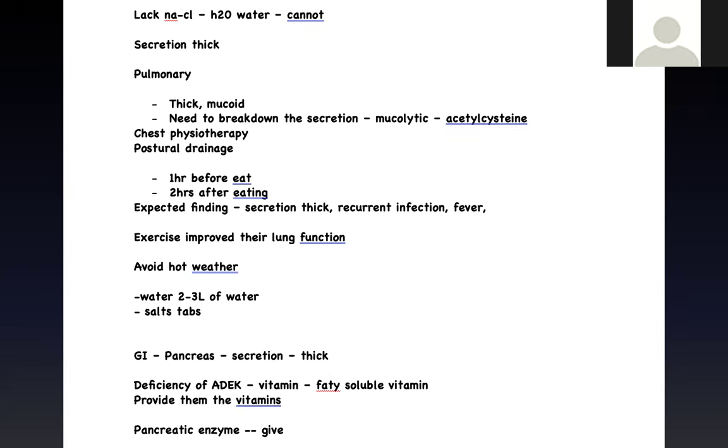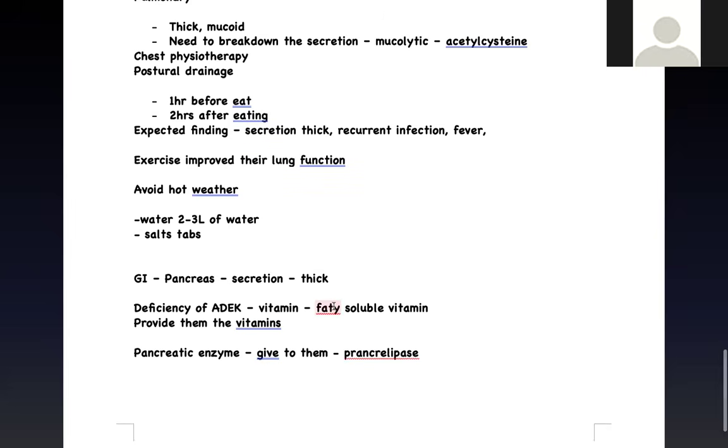Therefore, give it to them. They call it pancrelipase. So they need pancrelipase to be able to eat. You give it to them when they're eating or when they have snacks, and you can even sprinkle it on their food, and it's good. So those are the things you have to pay attention to regarding these conditions.